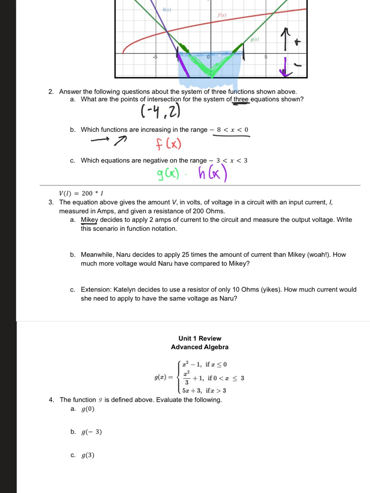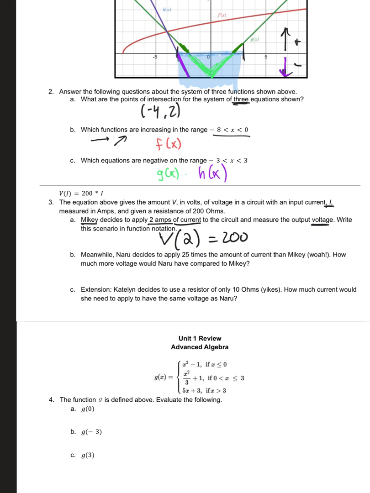So Mikey decides to apply 2 amps of current to the circuit and measure the output voltage. So write this scenario in function notation. By the way, notice how I underlined key terms. That's something I recommend for SAT and everything. So Mikey decides to apply 2 amps. So we learned input I was amps. So inputted 2 amps. And that would be 200 ohms of resistance times 2.